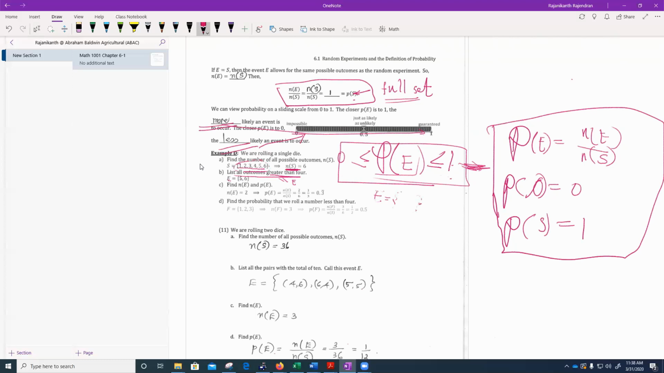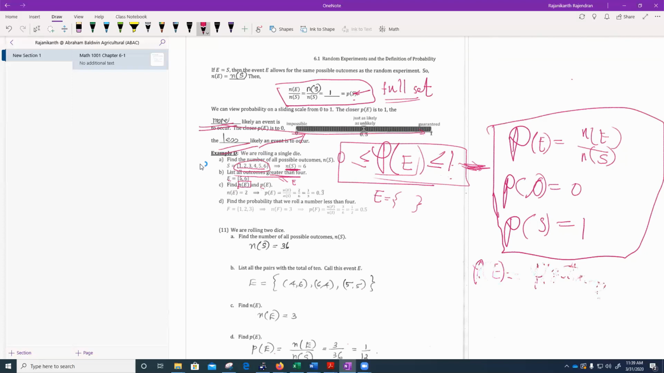Now find n of E and P of E. N of E, what is the meaning of n of E? The number of elements in the set E. There are 2 of them, therefore n of E is 2. So once you know n of E, you know how to find the probability of event E. What is the meaning of this? How do you explain this in words?